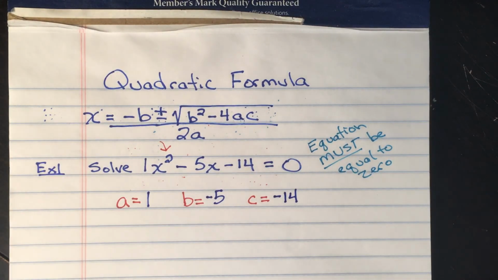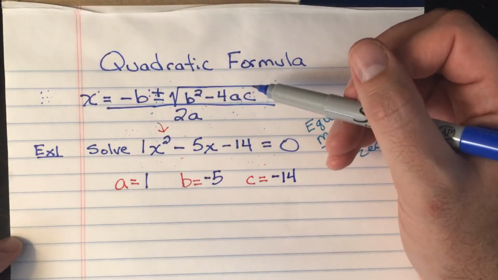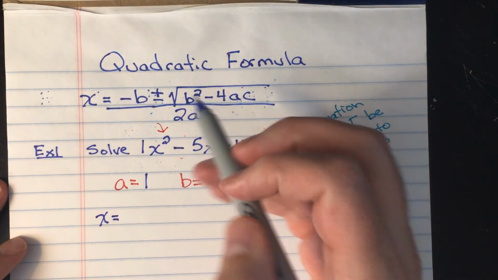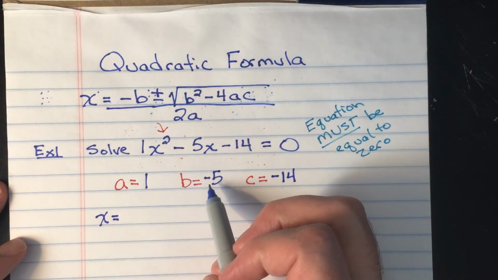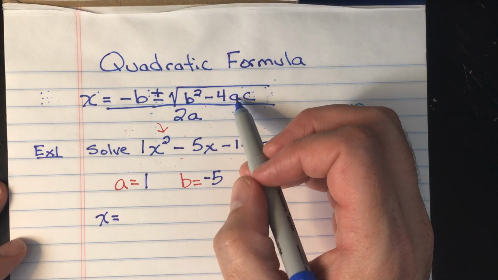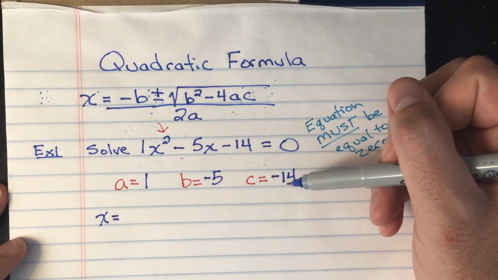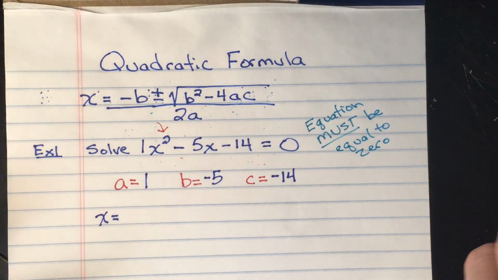And so now we have an A, B, and C value that we could plug into this formula. Now normally we would take this formula x equals, and everywhere I saw a B, I would plug in a negative 5. Everywhere I saw an A, I would plug in the number 1. And everywhere I see a C, I'd plug in the negative 14. That's just how formulas work. You just plug in the numbers.